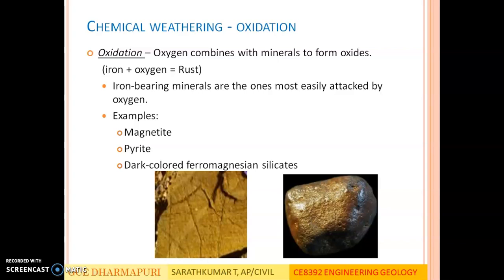Oxidation. The next chemical weathering process is oxidation. Oxygen combines with minerals to form oxides. Iron plus oxygen gives rust. So iron bearing metals or iron bearing minerals are the ones most easily attacked by oxygen. Examples of such minerals are magnetite, pyrite and dark colored ferromagnesian silicates. So whatever minerals contain iron particles will easily react with oxygen and form iron oxide, thus disintegrating the rocks.